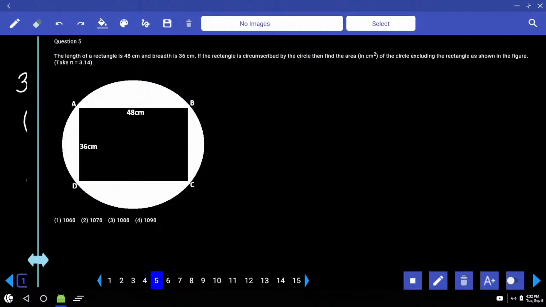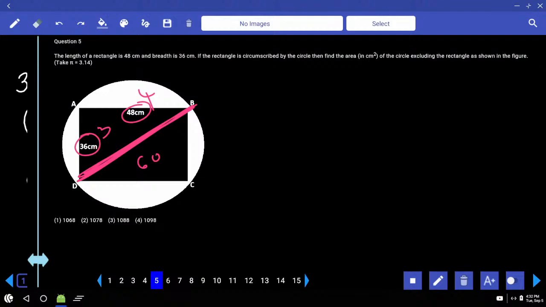The length of a rectangle is 48 centimeter and breadth is 36 centimeter. If the rectangle is circumscribed by the circle, then find the area of the circle excluding the rectangle as shown in the figure. So we have to find out the area of the portion which is in white color. Understood or not? If you draw, this should touch the circumference of the circle. This is 12 threes, 12 fours, 12 fives, 60. So this is the diagonal of the rectangle.